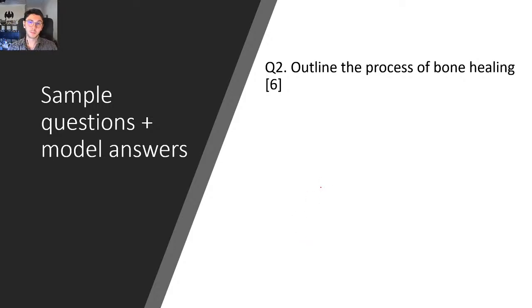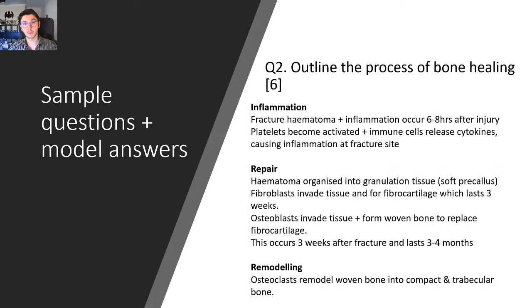Now, this is a typical question. This is asked nearly every single year. It's either bone healing, cartilage healing, or tendon healing, right? So it's these 3. And the process is the same. It's just the cells that are different. So the way I like to think about this is inflammation, repair, and remodeling. It's simple, so it's IRR.